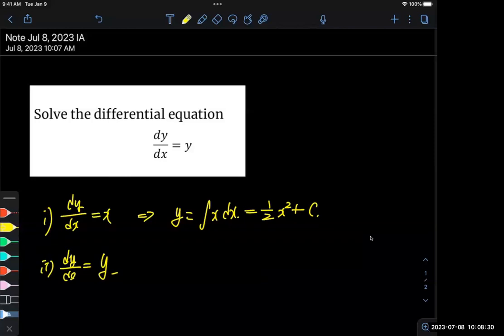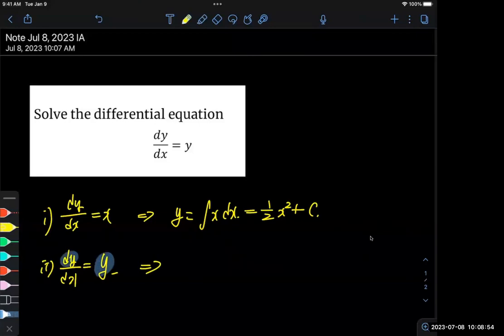But now we have a second case, dy over dx is equal to y. That's a bit strange, right? Because we usually describe our derivative in terms of the independent variable x, but now it's described in terms of y, which is my unknown solution. But what you learn in the syllabus is something called separation of variables. You pair the y with its corresponding variable. For example, I'm going to pair the dy with y.